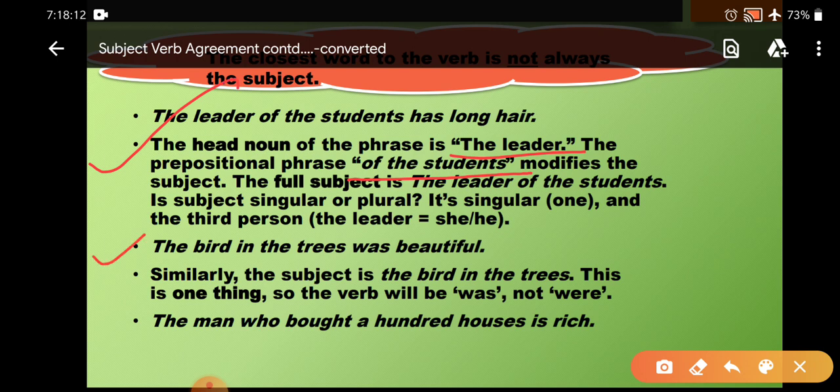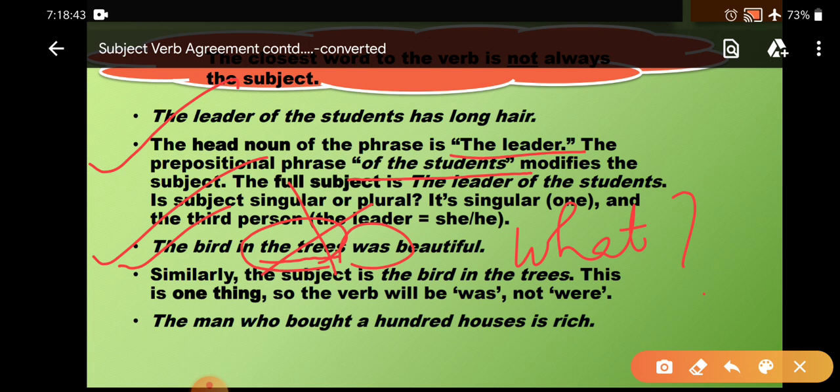Then we come to the second example, the bird in the trees. Now trees can mislead you to plural. So what are we talking about? What or who? Are we talking of trees? Are we saying the trees were beautiful? No, it's wrong. We are talking about the bird. The bird was beautiful. It's as clear as water.